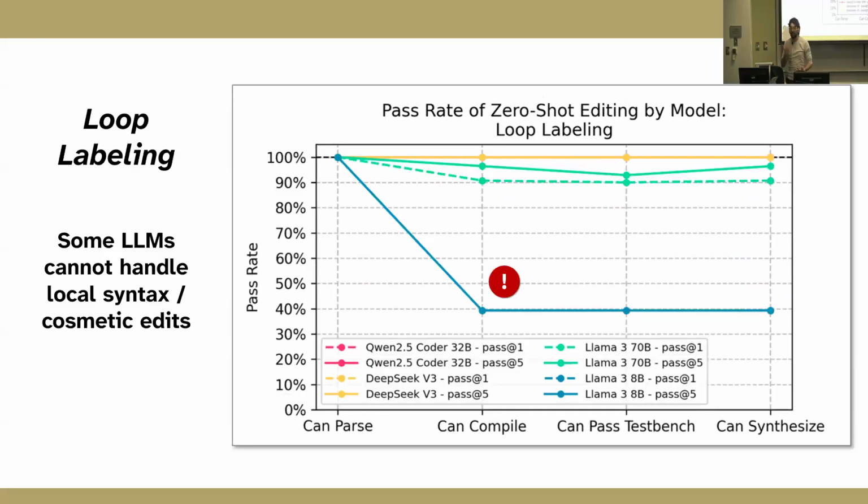For editing, this is loop labeling. This is the simplest editing task that you can do that doesn't change any of the functionality. You're just labeling the loops in your code. It's very local. For some reason, one of the models has a weird edge case, but in general, this is doable. And I imagine if you ran this with today's models, this would be 100%.